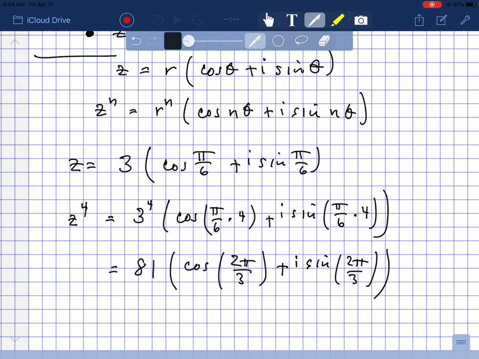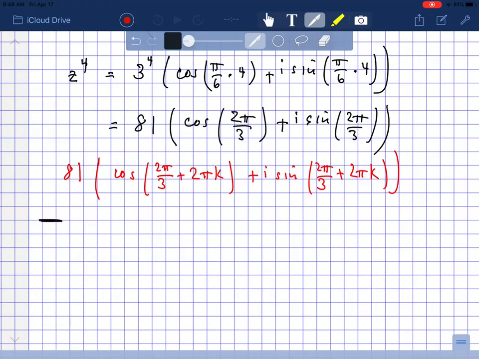But we also know that there are infinitely many polar representations, and the family of all polar representations is given by 81 times the cosine of 2 pi divided by 3 plus 2 pi k plus i times the sine of 2 pi divided by 3 plus 2 pi k. Okay? Not so bad.